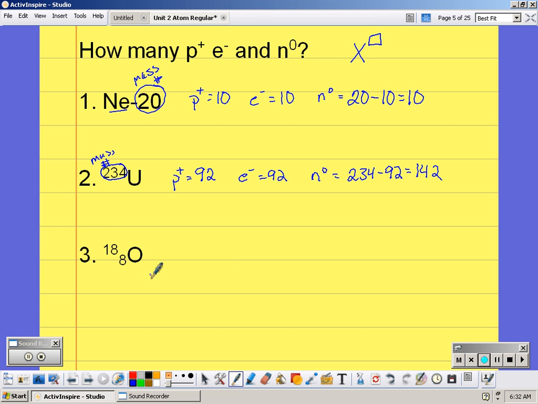Again, in the upper left-hand corner, we have our mass number. The number, if given to you in the bottom left-hand corner, is actually your atomic number. So anytime they give you that number in the bottom left, you actually don't need a periodic table. They're telling you what the atomic number is. So for protons, we would have 8. There's no charge, so the electrons would also be 8. For neutrons, we would say 18 minus 8 to get our 10 neutrons.